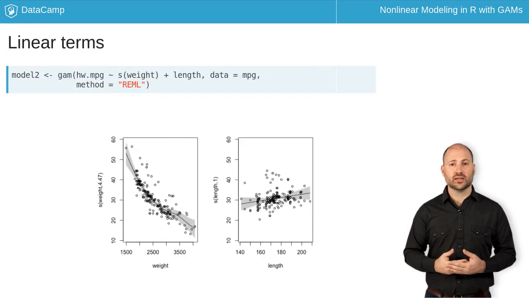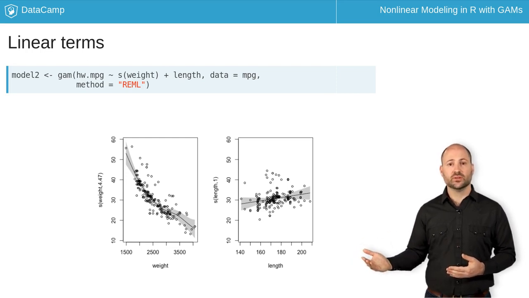Not every term in a GAM has to be nonlinear. You can combine linear and nonlinear terms. To add a linear term, don't wrap the predictor in the s function. Here, I've made the length term from the previous model linear.